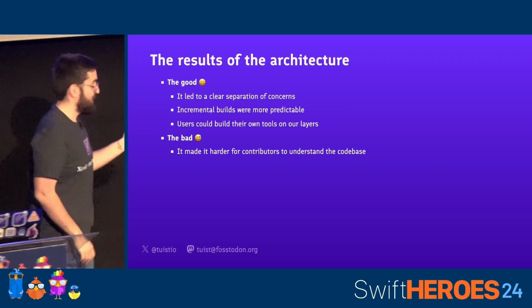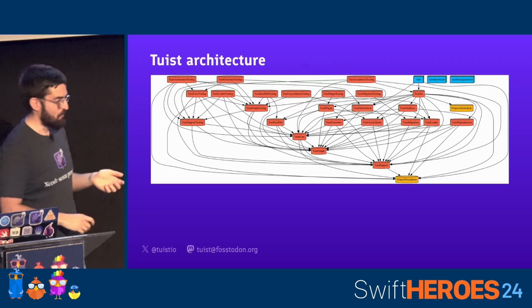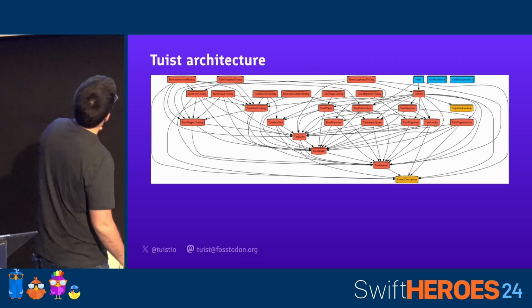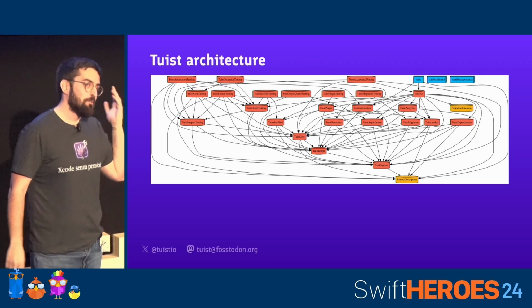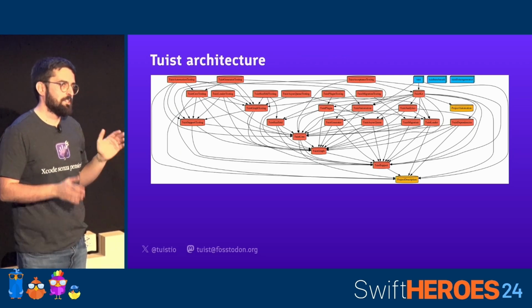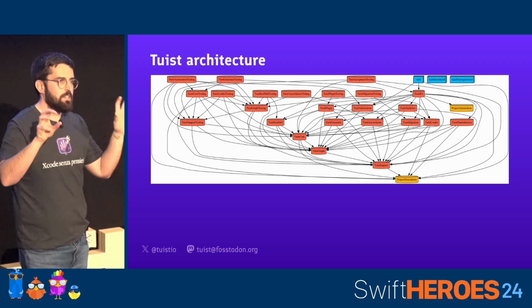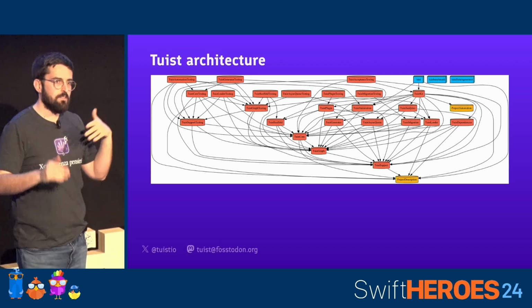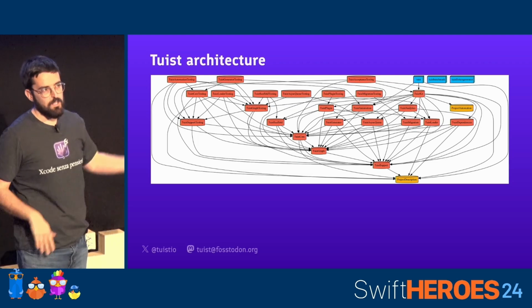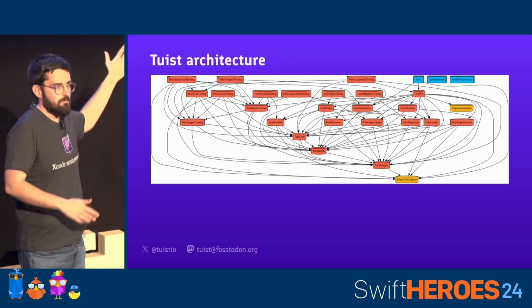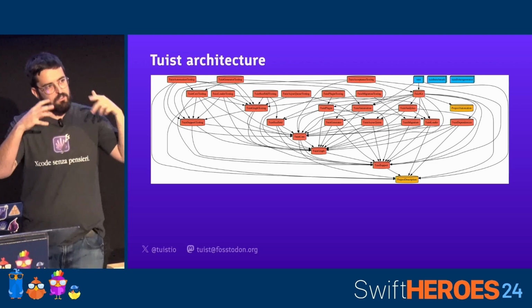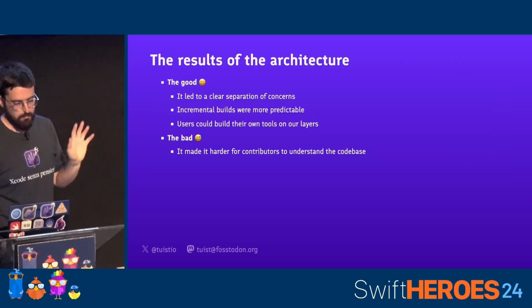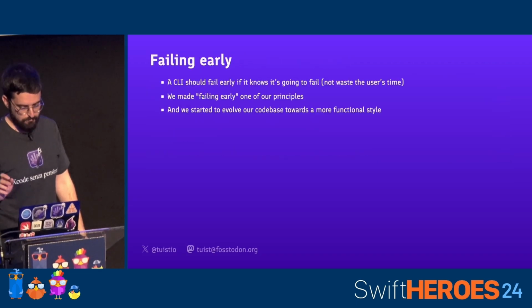The bad thing is that if you are a contributor and you come to the project and that's what you see, you don't know where to start. So we could do better. We want to make sure that, for example, those frameworks or targets represent the different commands in the CLI. So if you know that you want to contribute to generate, you know that you need to start with the Tuist generator. If you want to contribute to build, you should focus on the Tuist build. So we want to iterate on this to improve that. That was a bit annoying for contributors.